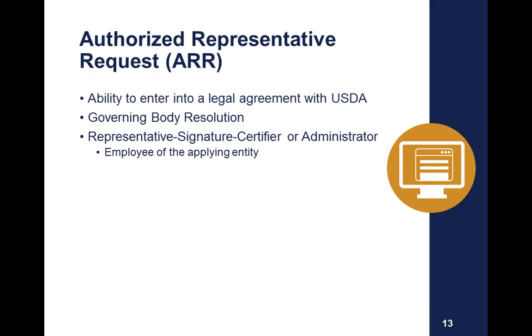The second step to creating an application is to submit an Authorized Representative Request, or ARR. This request ensures that the right people from the applicant's team have the administrator and representative signature certifier roles. The ARR is important because it signifies that the applying entity has the authority to enter into a legal agreement with USDA. The governing body resolution, which I will cover on the next slide, asserts that the governing members of the entity are allowing the application to be submitted.